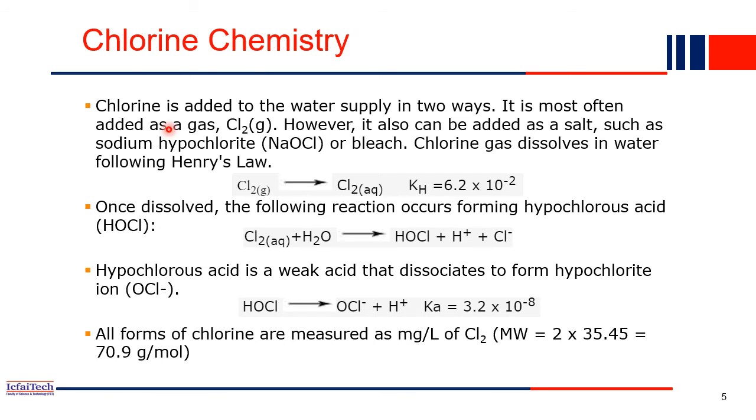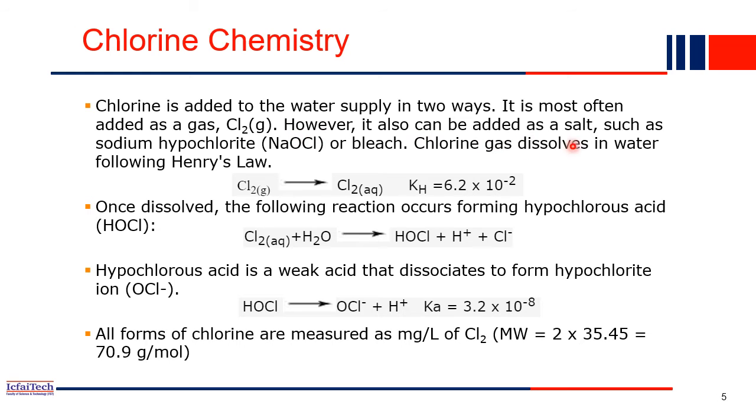Now the chlorination chemistry: what happens when you add chlorine into the water? Chlorine is added either in the form of salt, like the bleaching powder I spoke about. Bleaching powder is also added as a salt, in powder form, into the water. Or sometimes chlorine can be added into the water in gas form also.